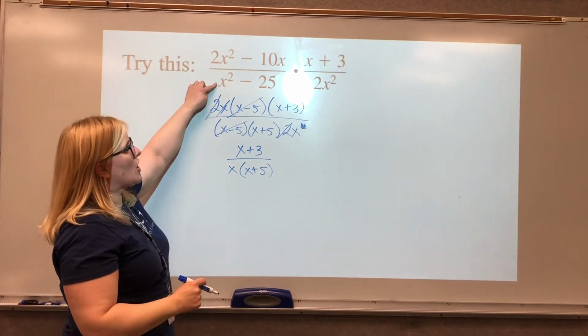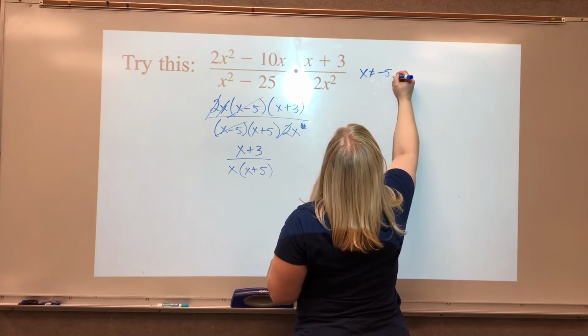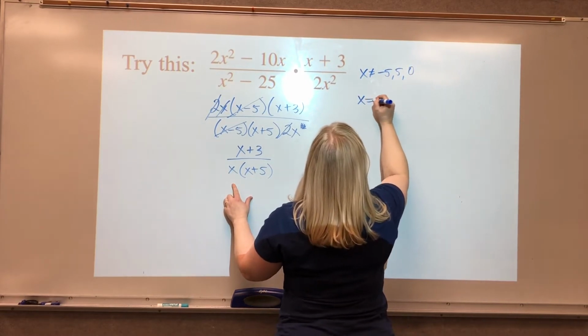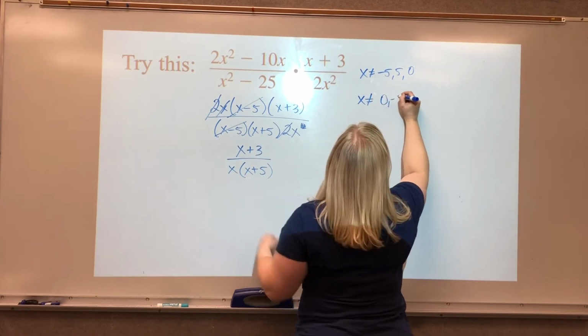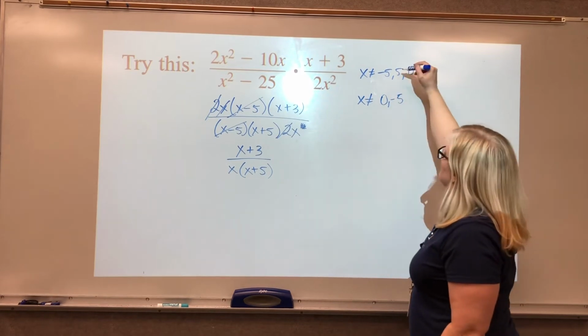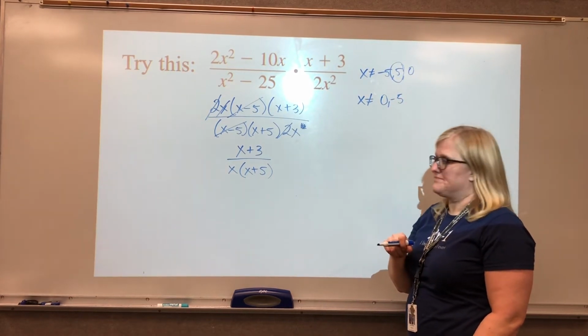Now up here, my x's can't be negative 5, 5, or 0. Down here, my x's can't be 0 or negative 5. So which one is the odd man out? It's 5. So that's the one it can't be.